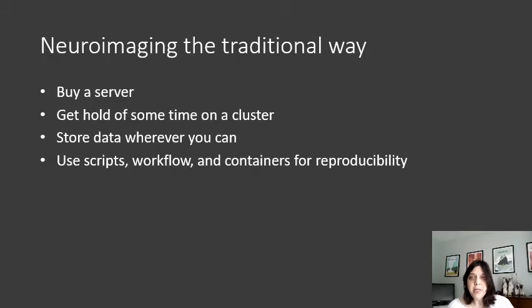Now, I'm going to begin by talking about how we do neuroimaging the traditional way, and this reflects what I experienced in my research lab before I joined AWS. One of the things you could do was buy a big server, or if you were lucky, you could get hold of some time on the cluster. You would store data wherever you could, and you would try to use scripts, workflow, and maybe even containers to manage reproducibility.